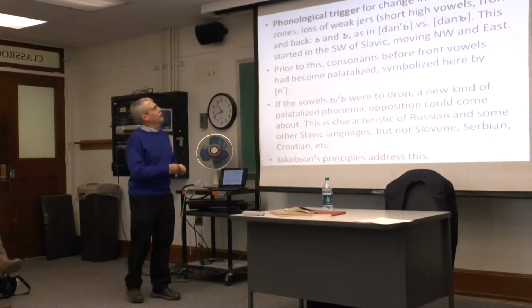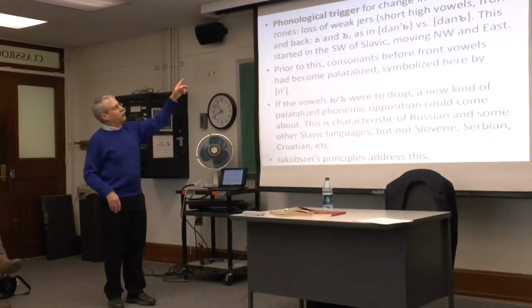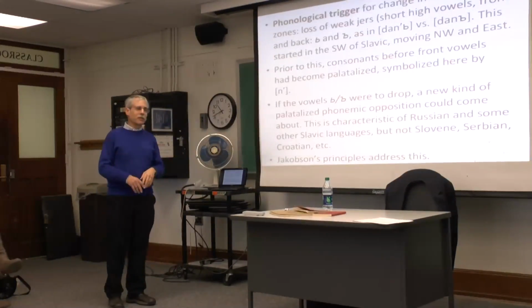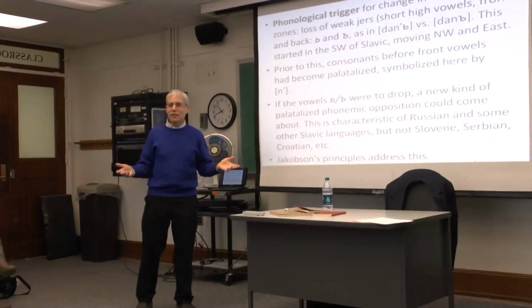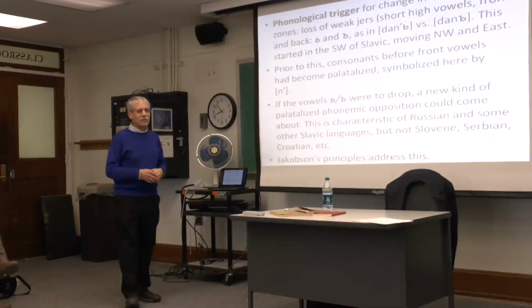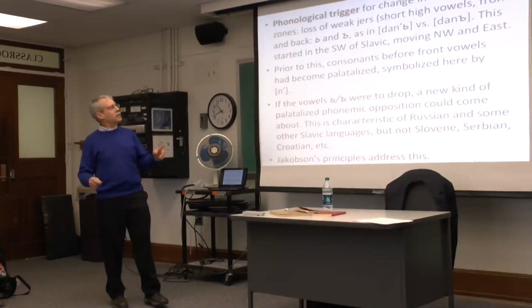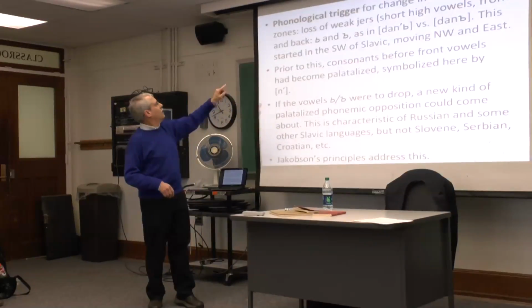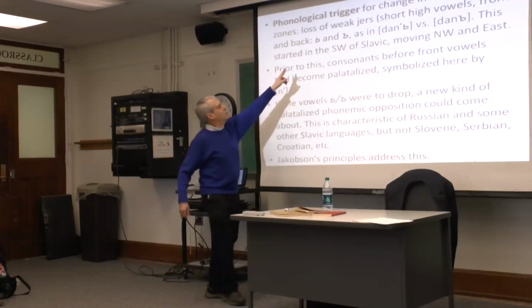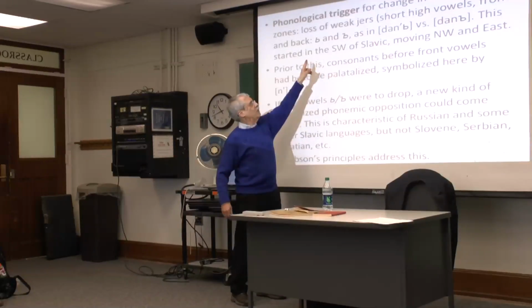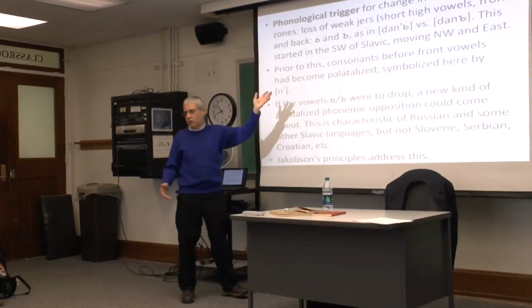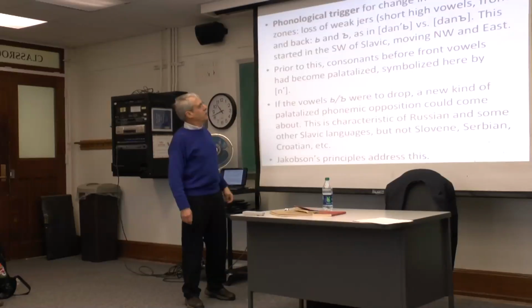Now let's take a look. As I mentioned before, the trigger for all these changes, in other words, you could say things would have pretty much stayed the same, and we wouldn't have much to talk about if it weren't for this change in all Slavic zones, the loss of weak yers, which are these short, high vowels, front and back, that are written this way. That's the way they're written in Slavic, but you could write them as a short I and a short U, and it's not too far from the truth.